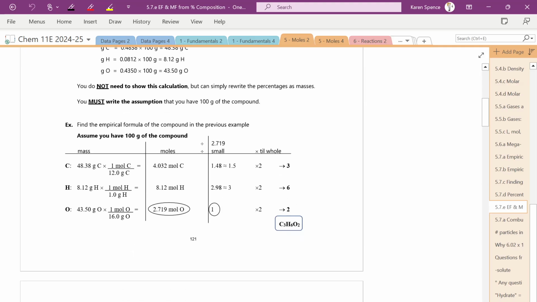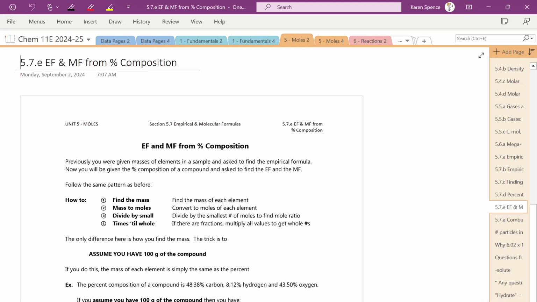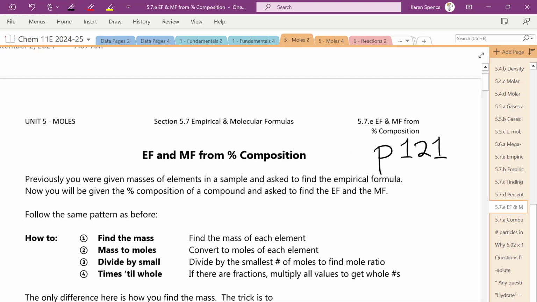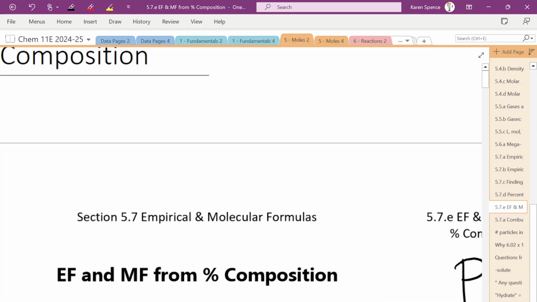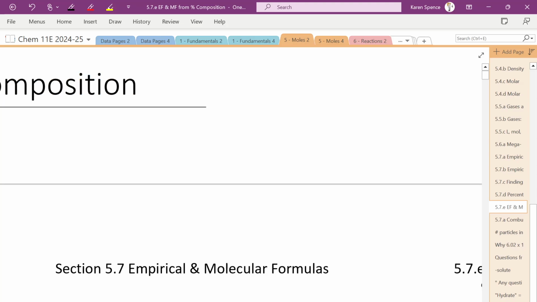5.7e on page 121. Basically, what we're doing here is we are putting together what we learned in finding percent. We're taking percent composition, we're taking empirical formula, and we're taking molecular formula, and we're putting them all together. Okay? Before we look at this, tell your partner the little poem.